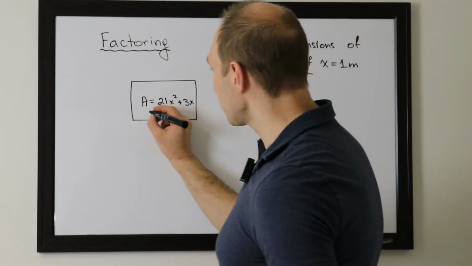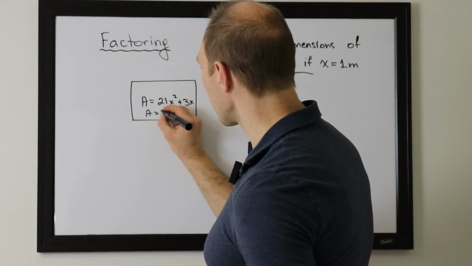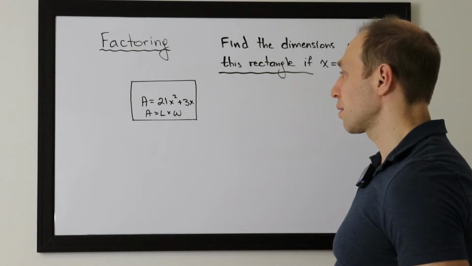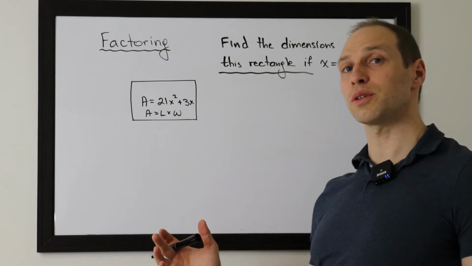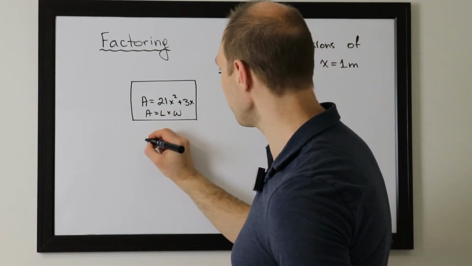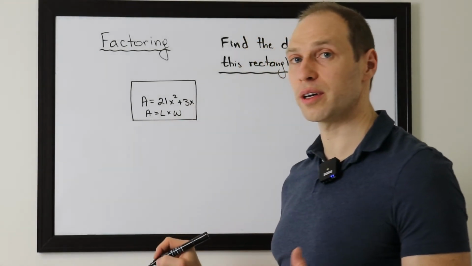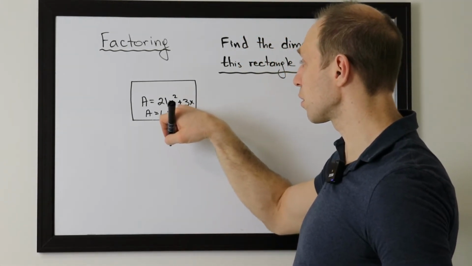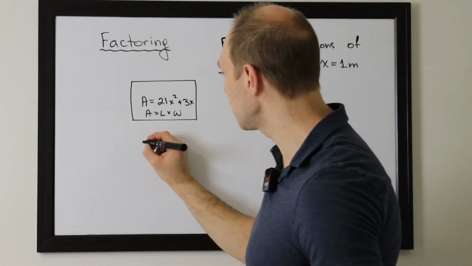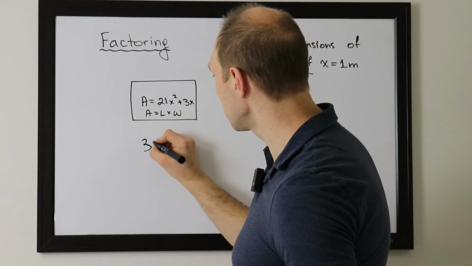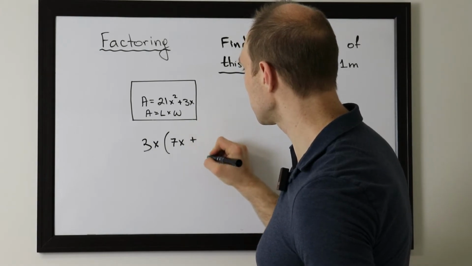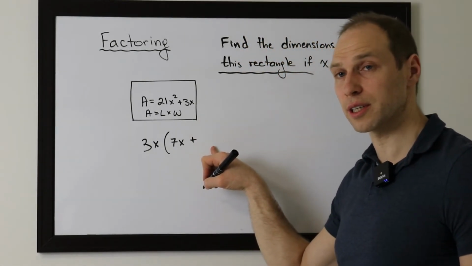We know that the area of a rectangle, our favorite rectangle, dimensions are length by width, and so the question is what's our length and what's our width? We're going to factor this. Okay, so we're going to take 21x squared and 3x, and we'll find out that the greatest common factor is the number 3 for the numbers. But we can also take out the letter x. So we're going to write 3x times 7x plus, the question is, what's our last answer?